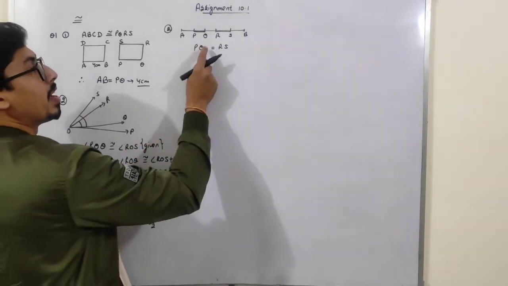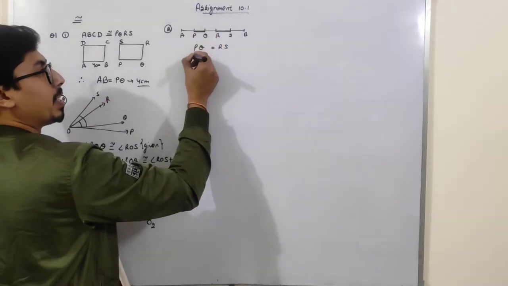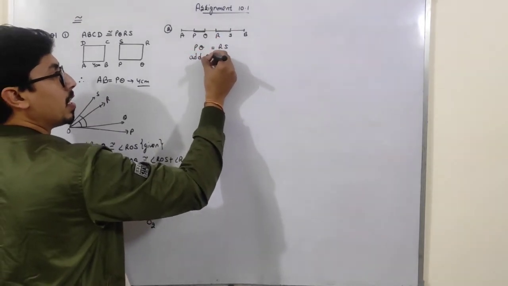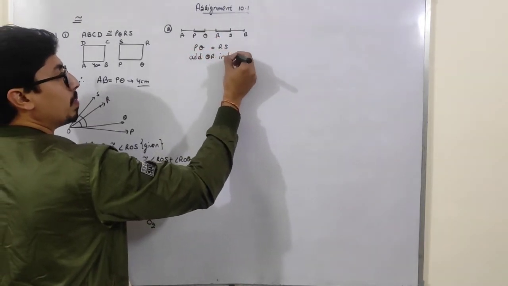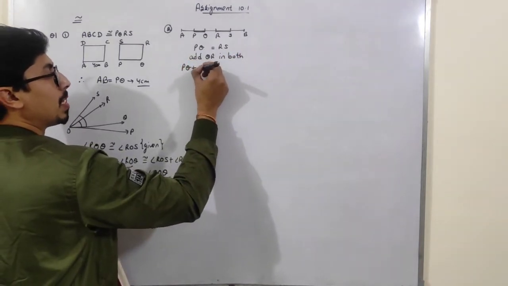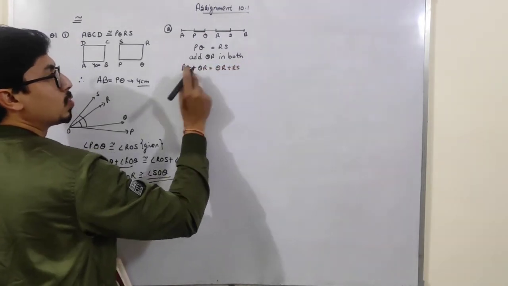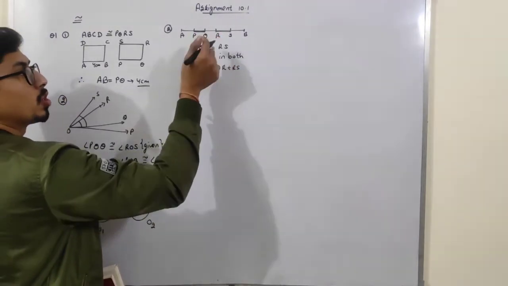See, because if I add QR in both of them, what will it be? PQ plus QR is equal to QR plus RS. So PQ plus QR will be PR.